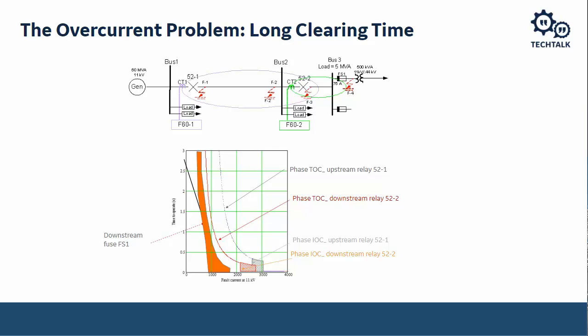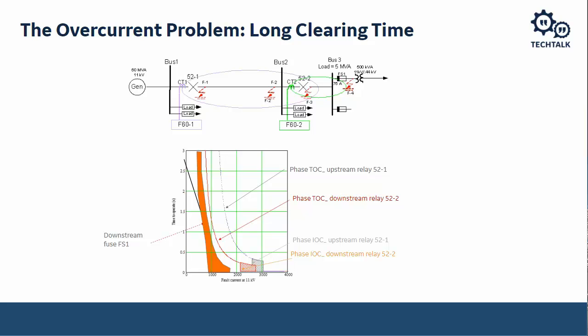The problem is, if you look at your screen, a fault at F3, which is to the right of 52-2 and bus 2, or a fault at F2, which is to the left of bus 2, the relaying over at bus 1 will see those as pretty identical. So we're going to have long clearing times for those because we have to coordinate with the relay at bus 2. So if we have anything between bus 1 and bus 2, we're going to have a long clearing time.